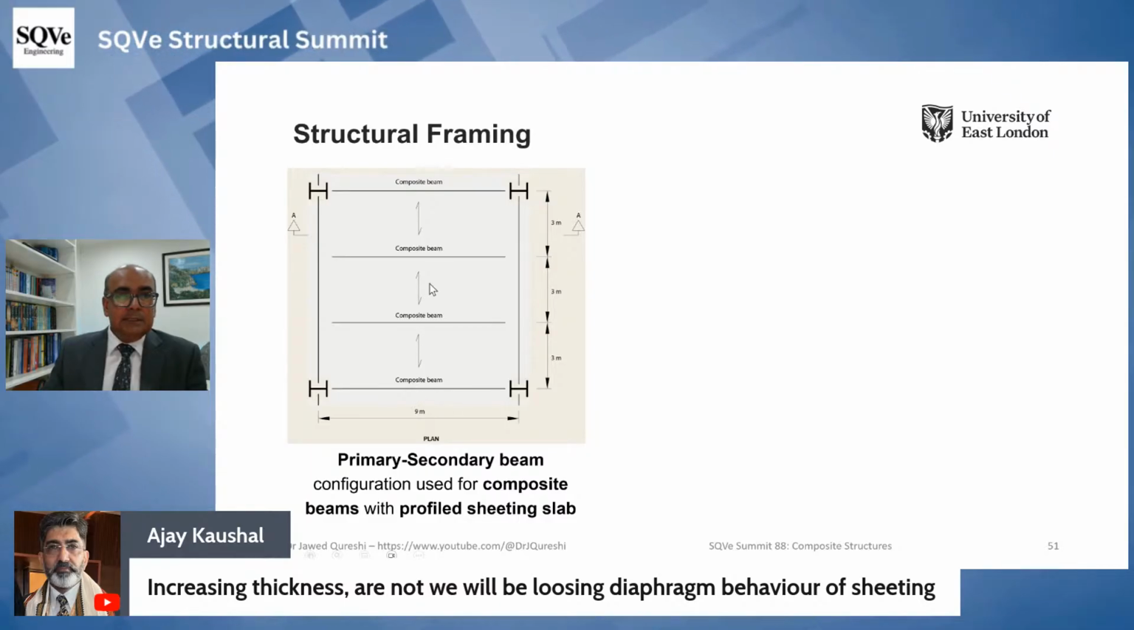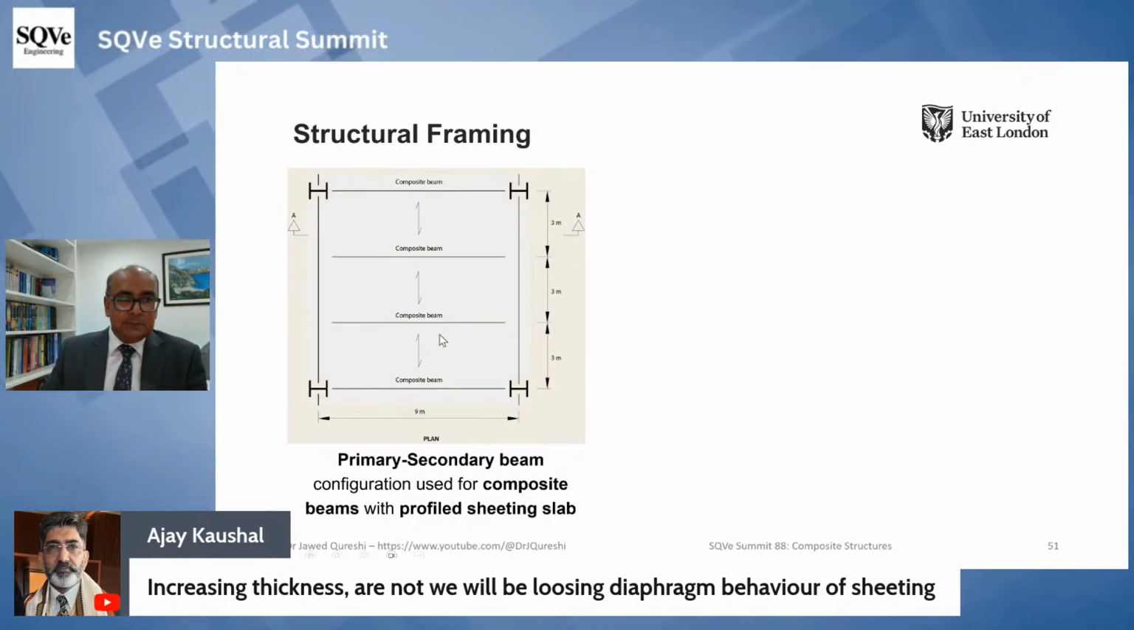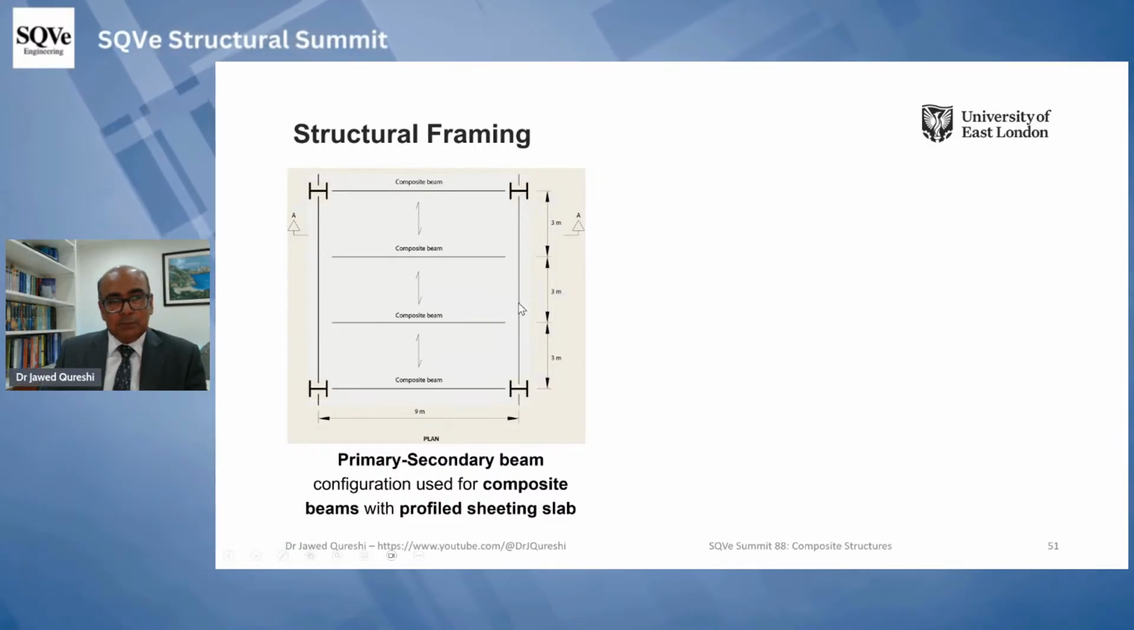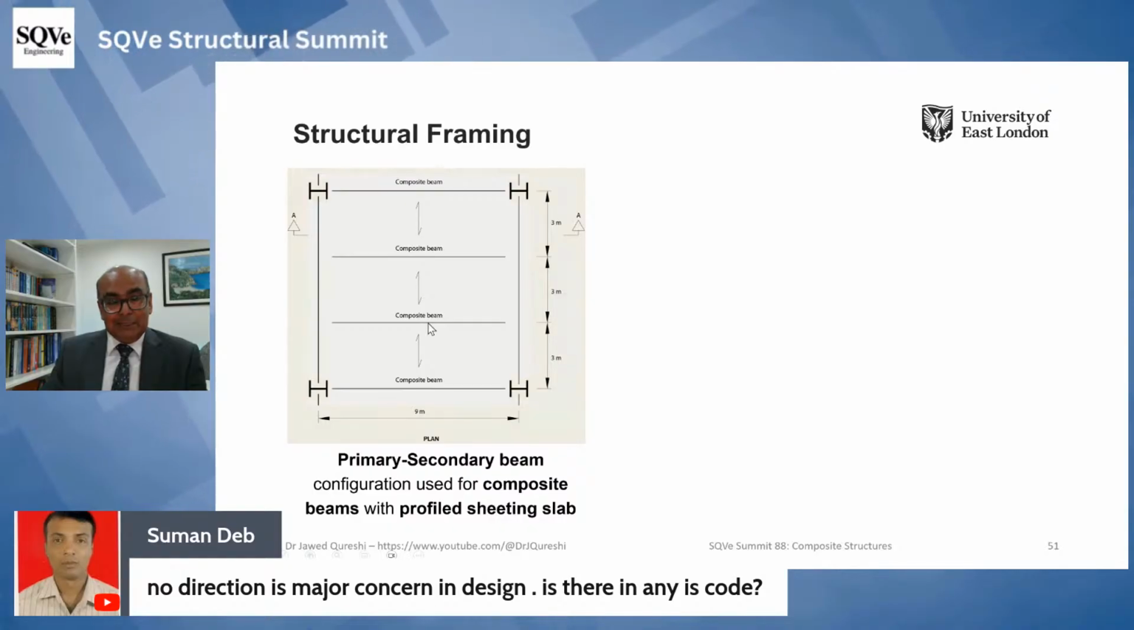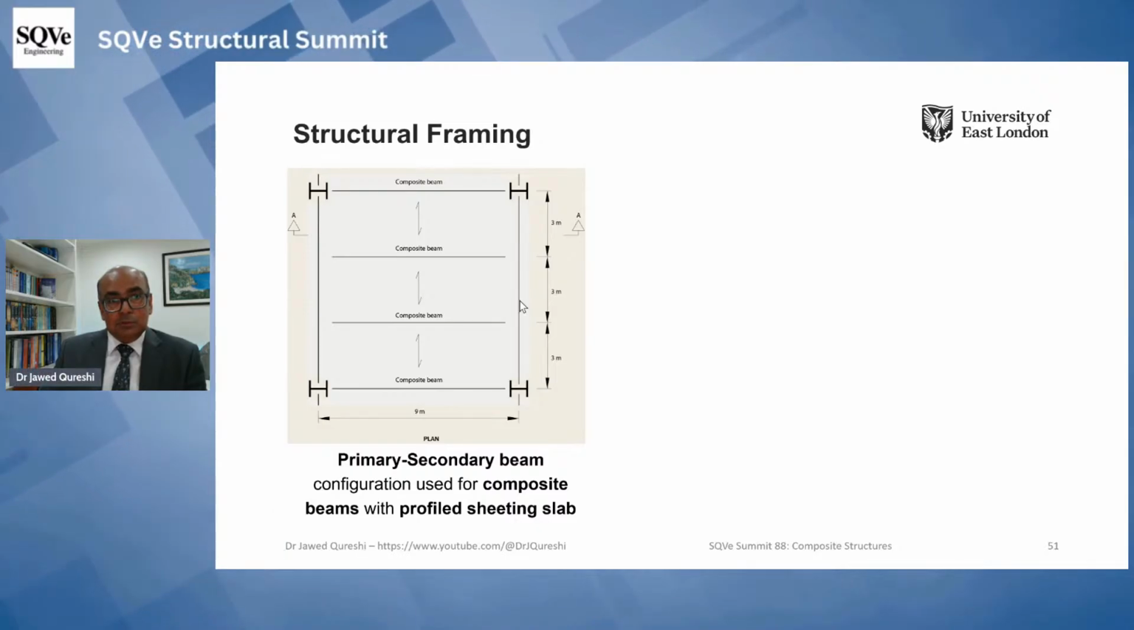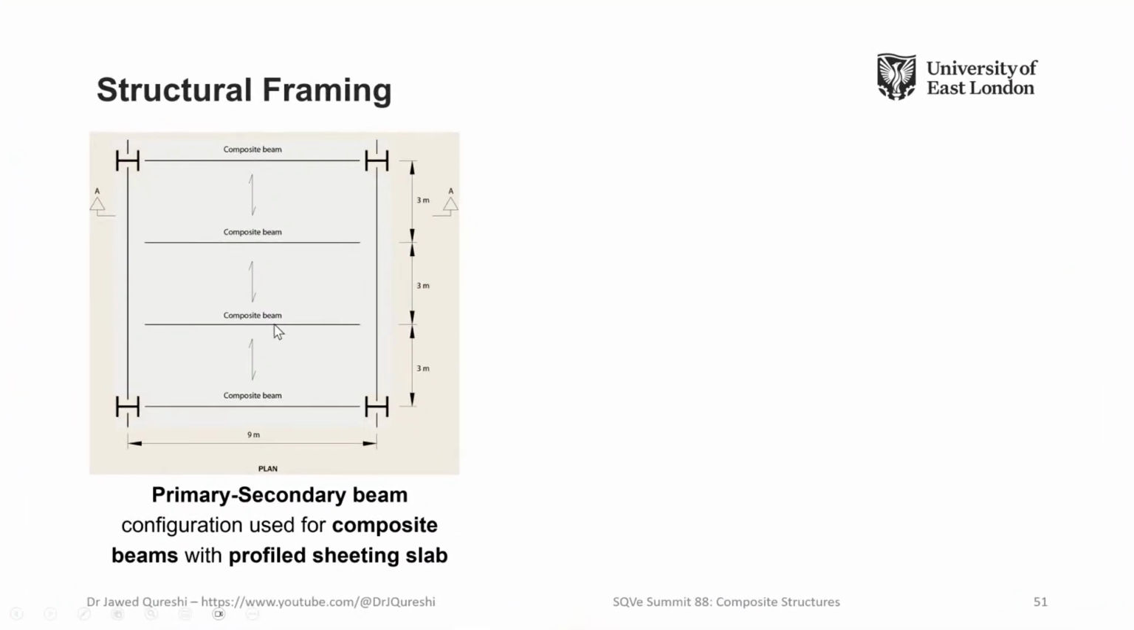Now here, the way load transfer happens is that load is transferred from the slab to this composite secondary beam, and from this composite secondary beam, load is transferred to this primary beam, which is in the vertical direction, and there are 3-point loads over here. For secondary beams, sheeting is perpendicular to the axis of the beam, and for primary beams, sheeting is parallel to the axis of the beam.